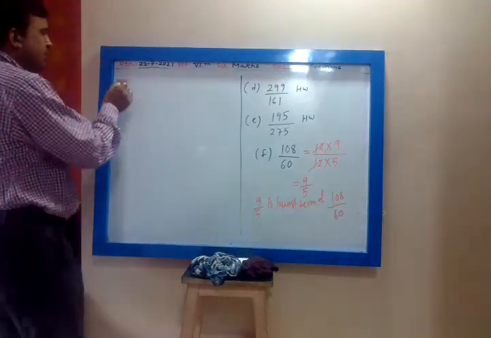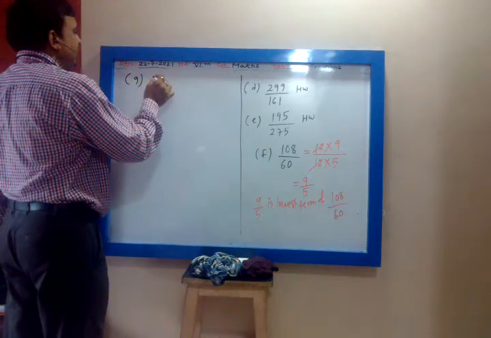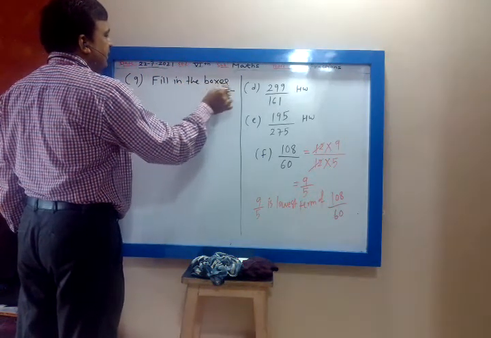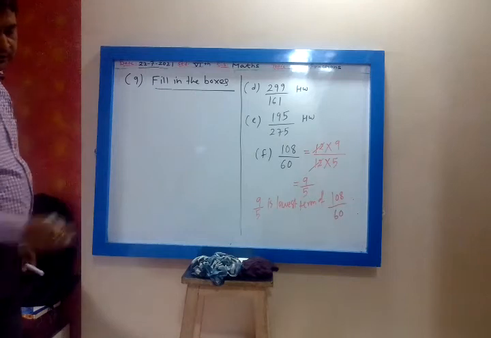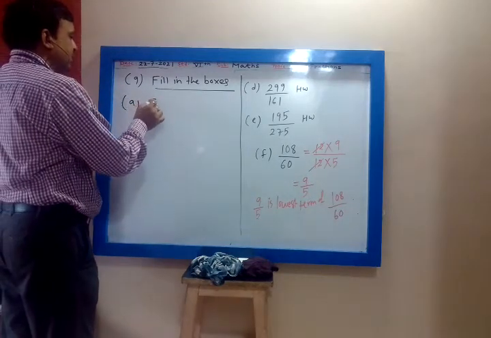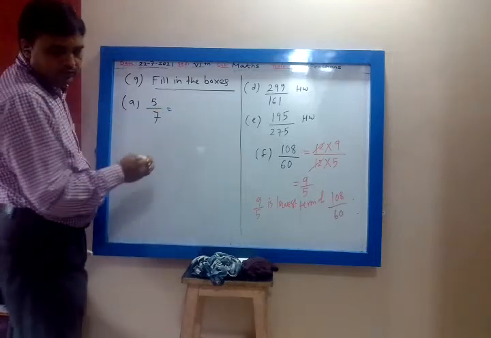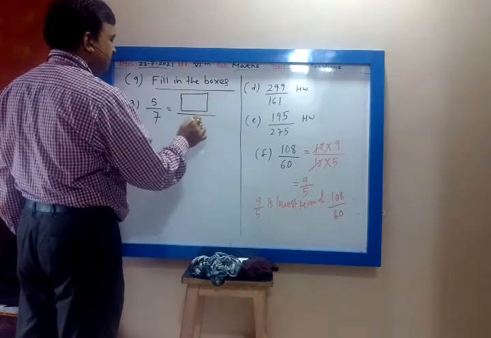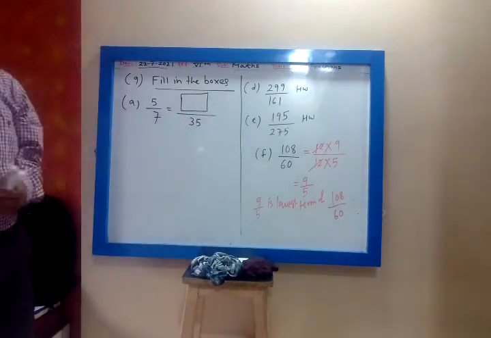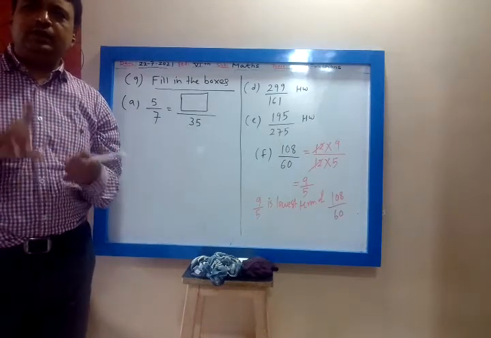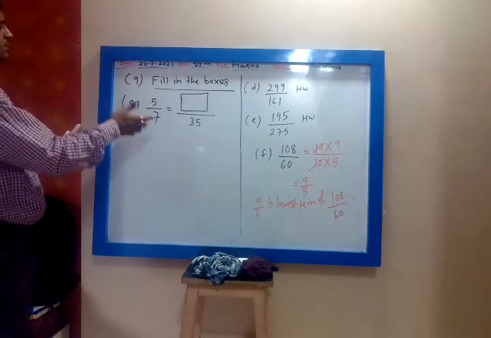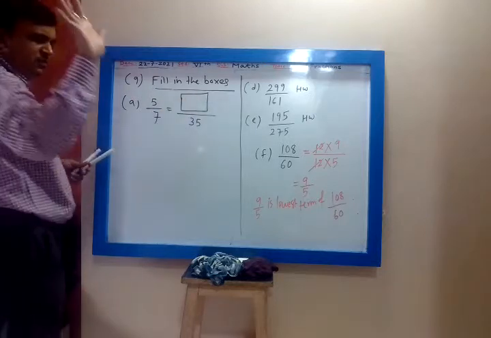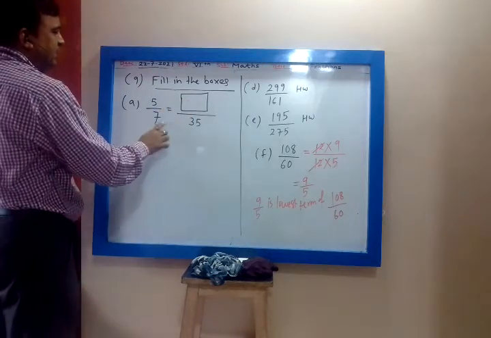Chalo, ninth one, fill in the boxes. We have to fill the box. A: 5 upon 7 is equal to box upon 35. Everything should be written in the notebook. Okay, let us see. Now see here, 5 upon 7 is equal to box upon 35. Box is your numerator and denominator is 35.